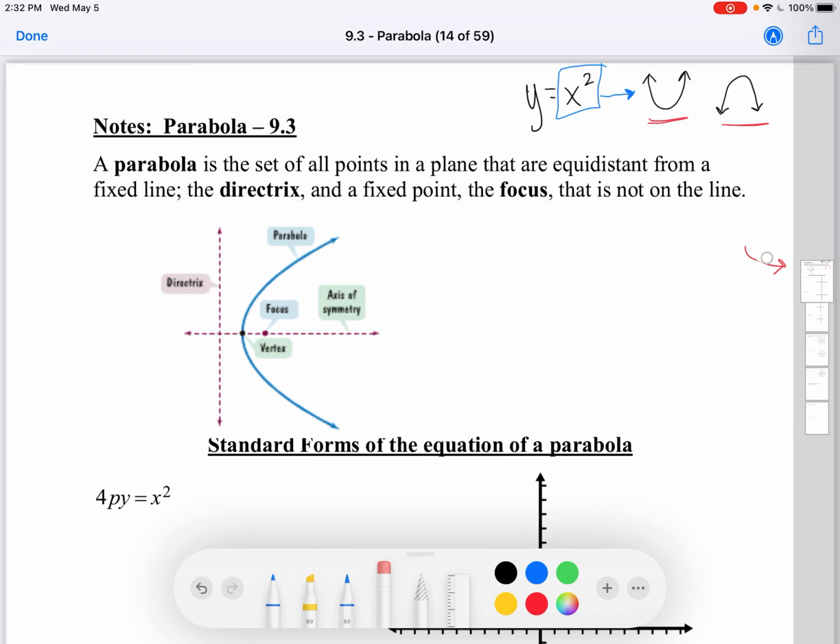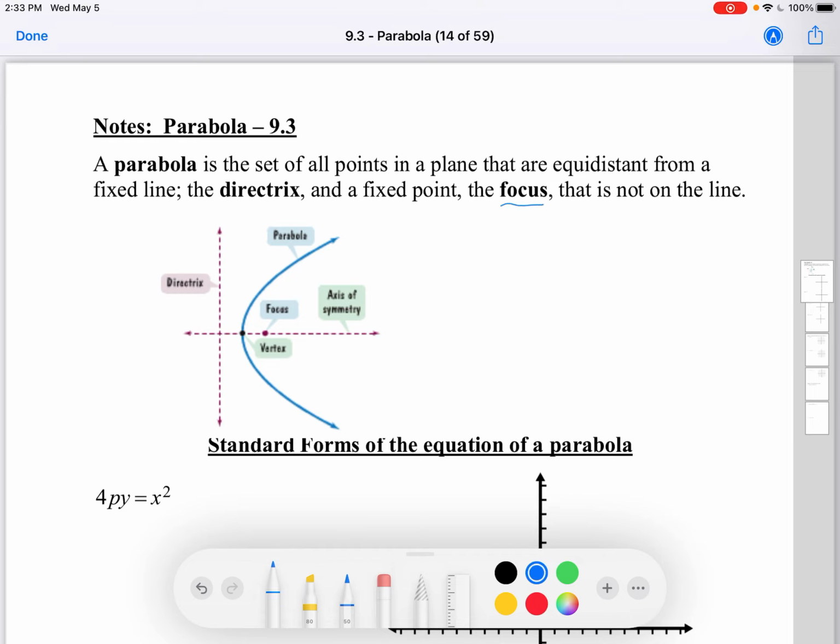So go ahead and read the description of a parabola. It's the set of all points in a plane that are equidistant from a fixed line, the directrix, and a fixed point, which is the focus. Things we have seen already, we have seen the focus. However, we've seen foci, more than just one. But since we only have one picture, one graph today, there is only a single focus. And then the new item that we're going to see which pertains to a parabola is a directrix.